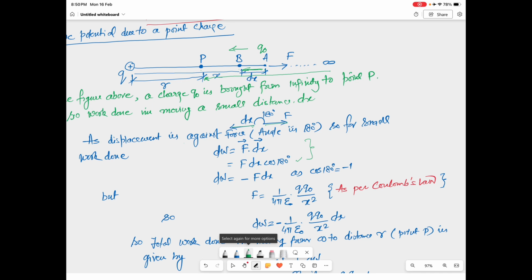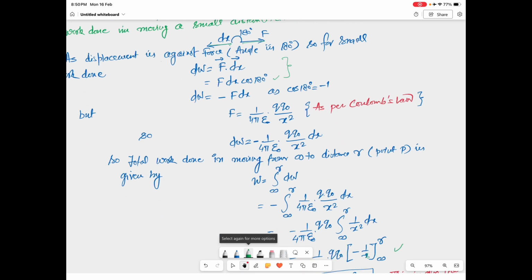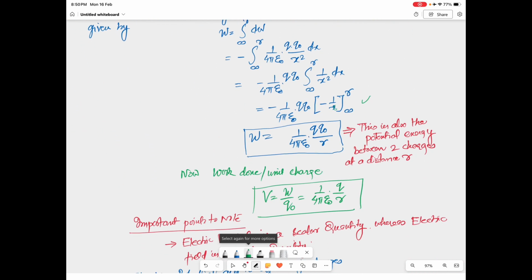If the charge is brought from infinity up to a point P at a distance r, now the charge q naught has come here. So when it has come to this point, what happens? The work done will be 1 upon 4 pi epsilon naught q naught by r.